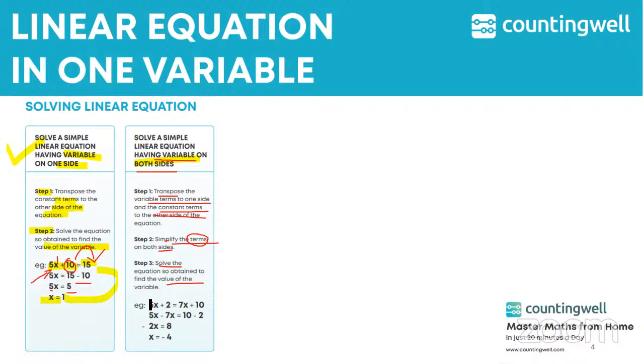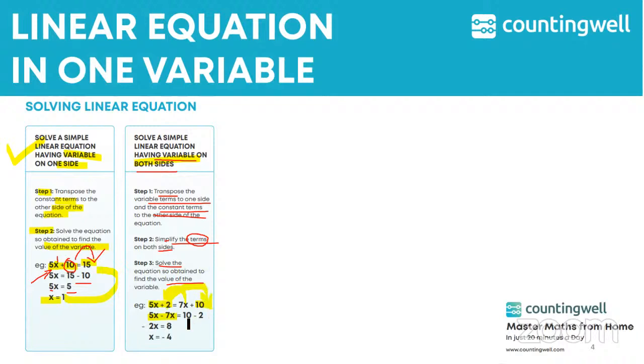So here you can see we have 5x plus 2 equals 7x plus 10. Now we are transposing variables to one side. So we are taking 7x to the LHS because we have 5x already on the LHS. So 5x minus 7x. Then we have 10 on the RHS. We have 2 on the LHS. So we transpose 2 to the RHS.